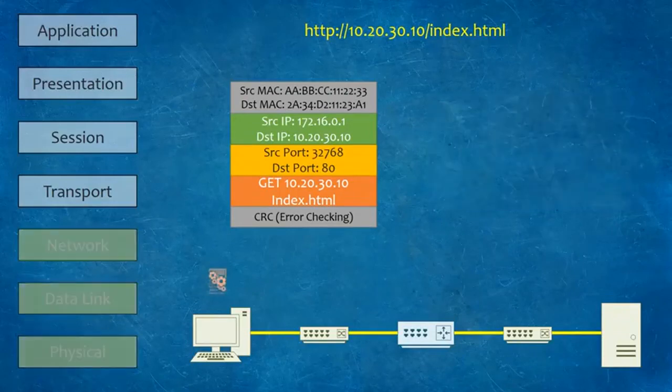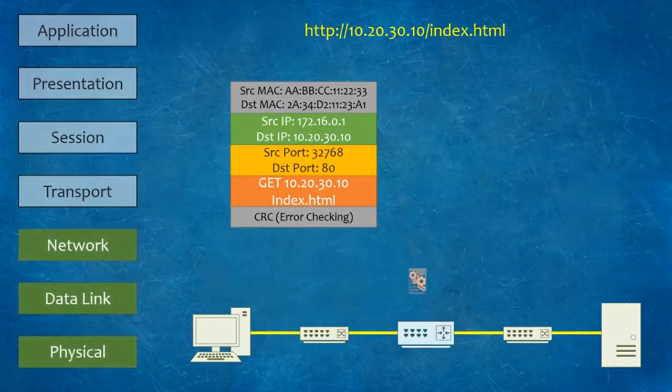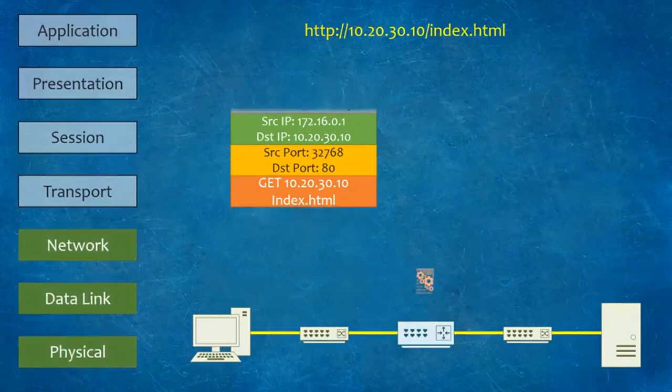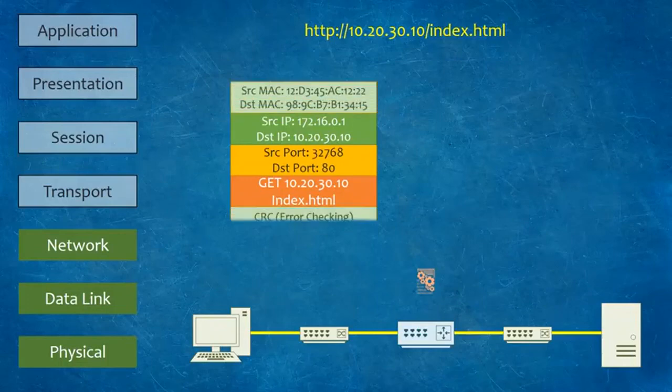Our data moves through the switches without being altered and arrives at the router. The router then takes out the source and destination MAC addresses. It now puts the server's MAC as the destination and its own MAC as the source and sends the packet on. It also generates new error checking information.